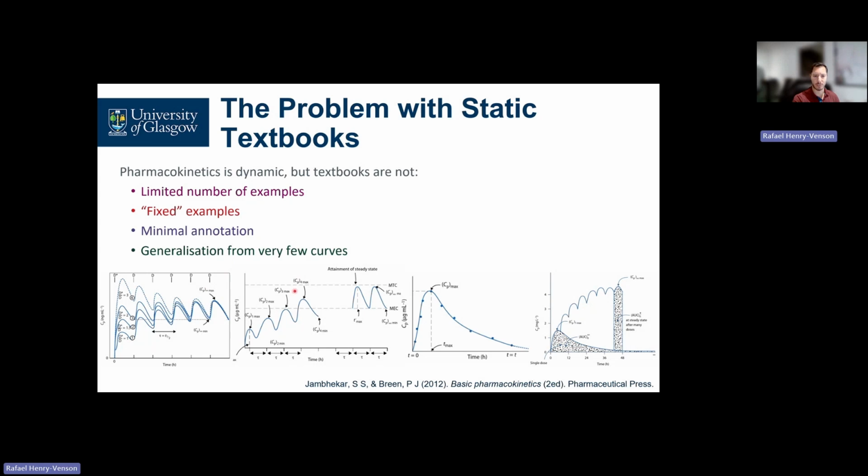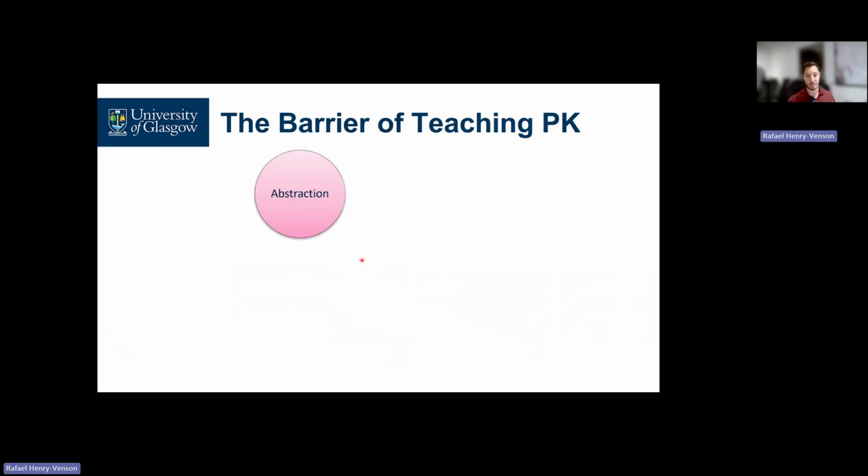So as you can see here, for instance, the concentration is represented by Cp, or plasma concentration, and I cannot link it to a value, a toxic level of drug, for instance. So the students need to rely on generalizing the idea from curves and plots from books. Now, we have this abstraction, and that's a problem.